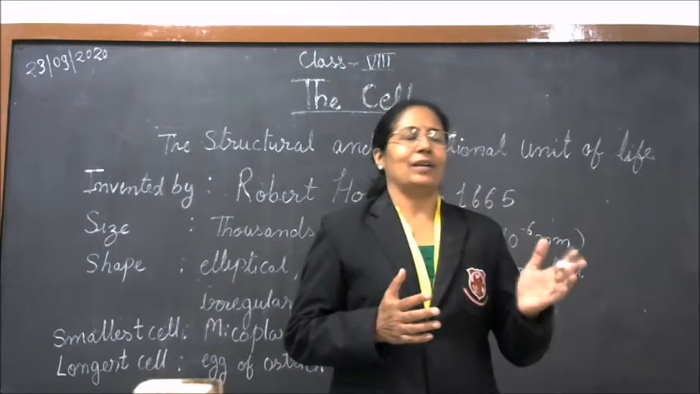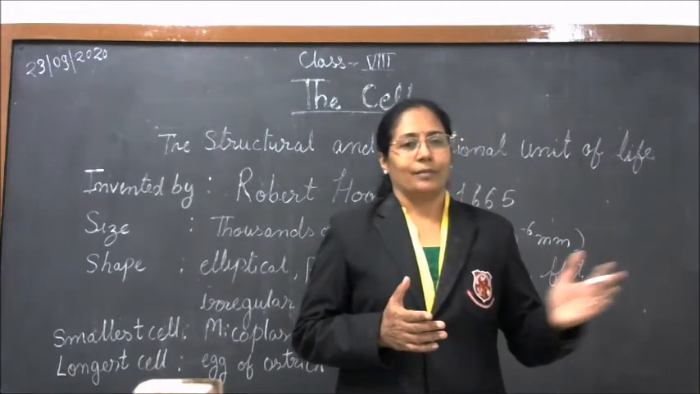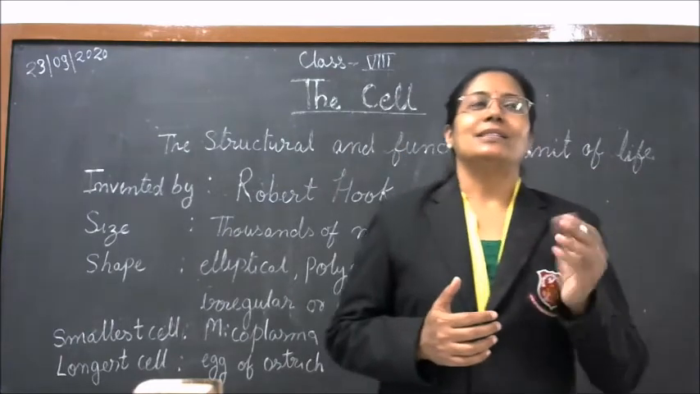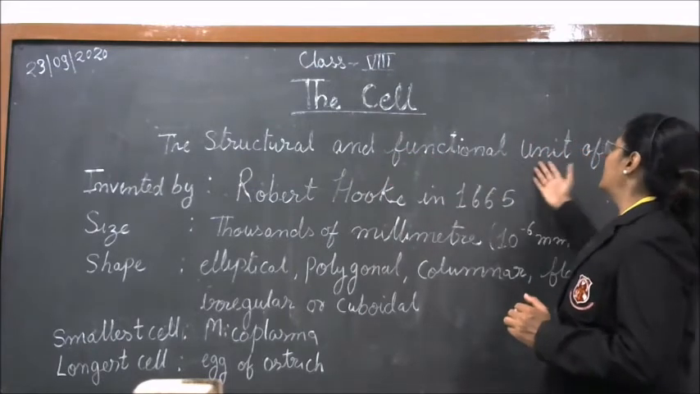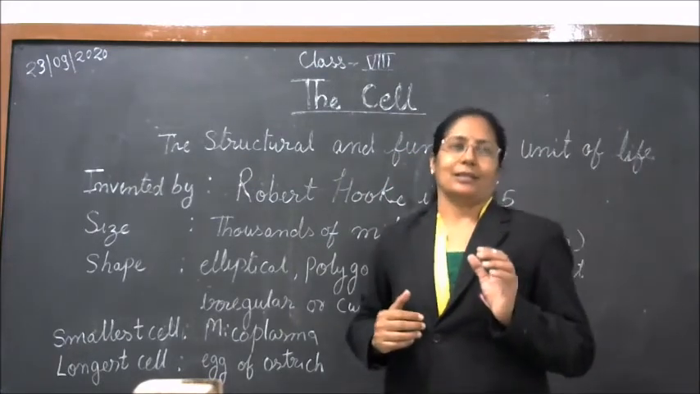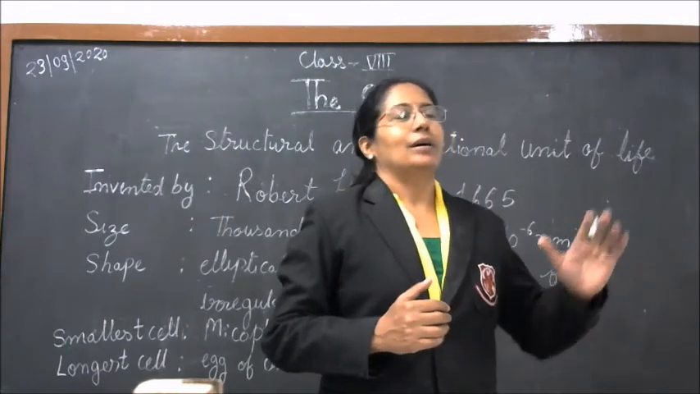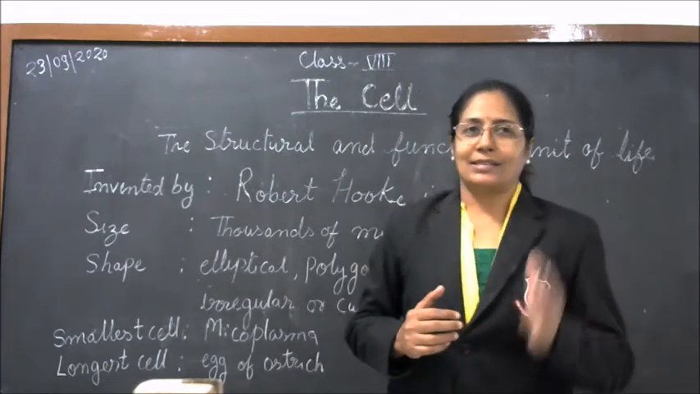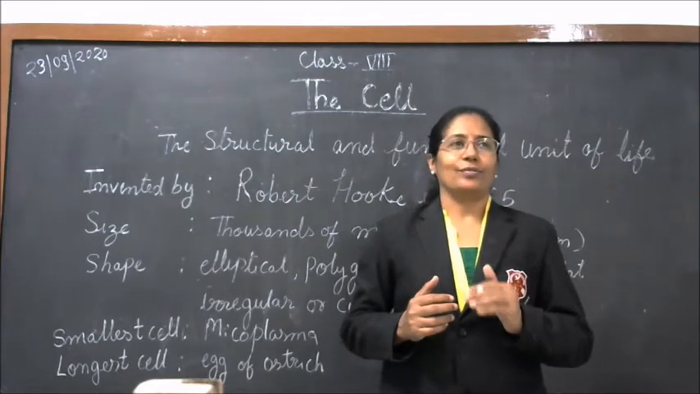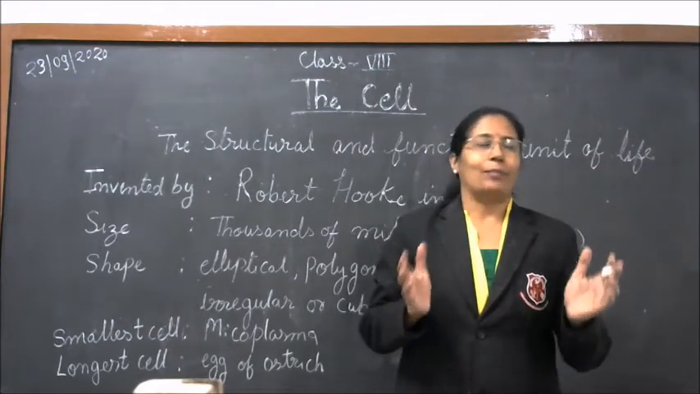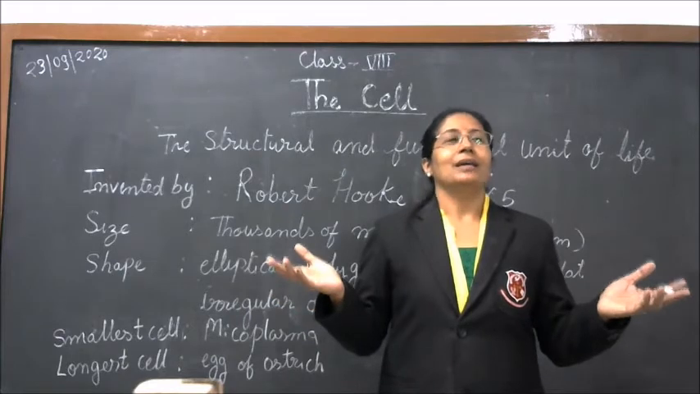But whatever difference they have in their structure, they are all made by cells, right? These cells are the structural and functional unit of life. As the brick is a fundamental or structural unit of a house, same as cells. Cells are the fundamental and structural unit of life. So all plants and animals, you can say all the living organisms, are made by cells.